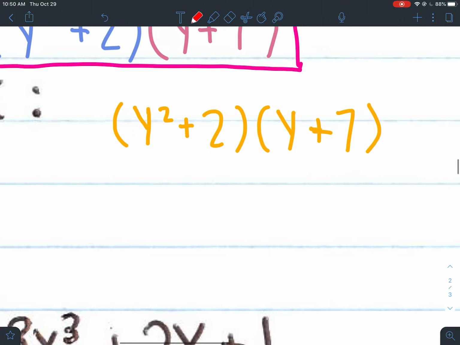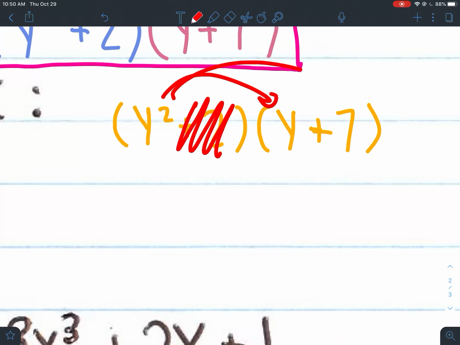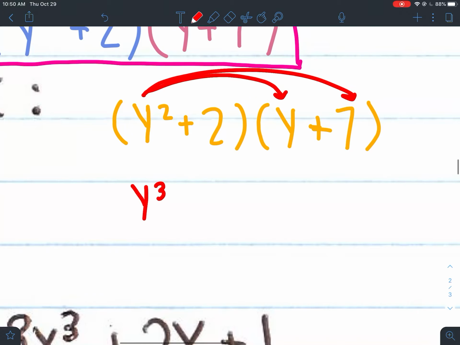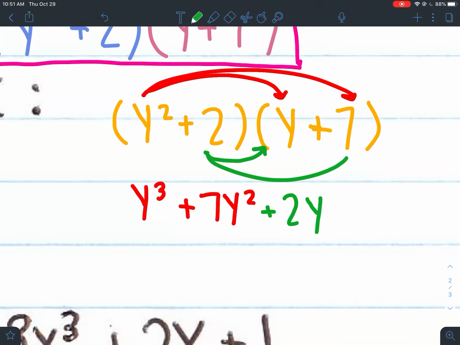So let's check this. We're going to do this by double distributing. So I have my first term here. If this was only a y squared, I would distribute the y squared, right? If this was only a positive 2, I'd distribute the 2. So we're going to do both of those. That's why it's called double distribution. Y squared times y is going to give me y cubed. Y times 7 is going to give me positive 7y squared, right? And then we have 2 times y, which gives me positive 2y. And 2 times 7 gives me positive 14.